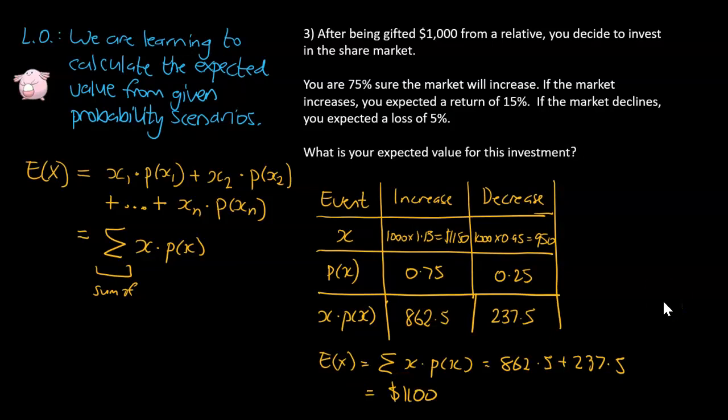As this $1,100 return is greater than the initial $1,000 we invested, this is actually quite a wise investment decision. And the $1,100 does make sense because most of the time we're going to make a 15% return, and a small portion of the time we're going to make a 5% loss. So a 15% return is quite a big return. That's balanced by a 5% loss, which is quite a small loss. So it makes sense for us on average to make a bit more than we put in.